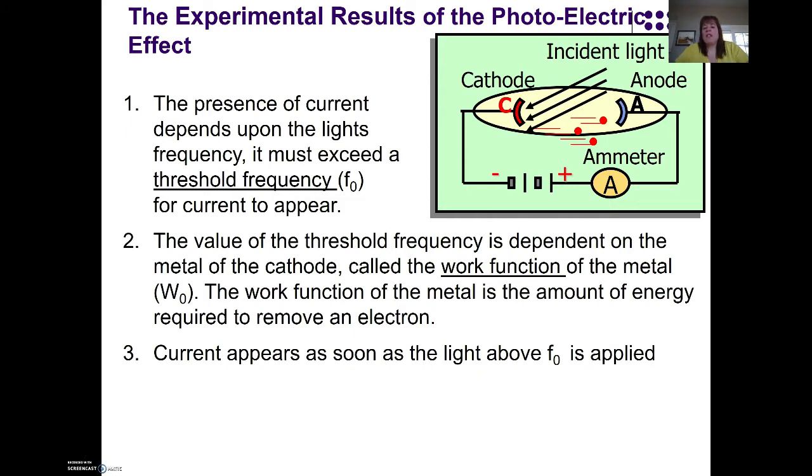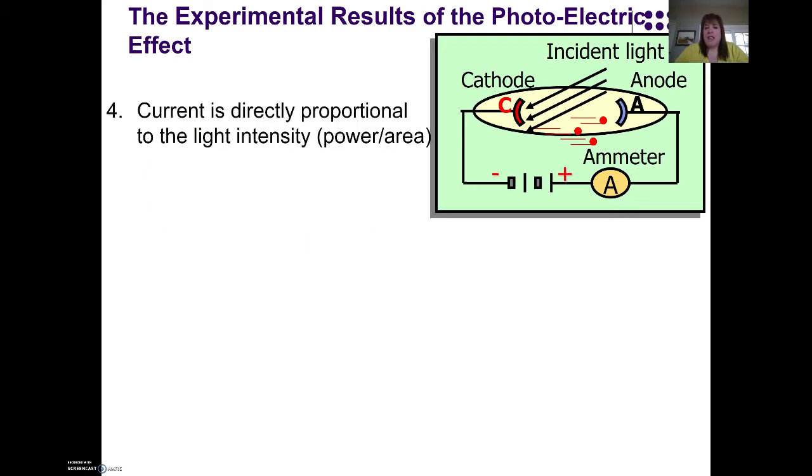Now, one thing that was really interesting is as soon as light at that threshold frequency, or just above it, is applied, current appears. It doesn't matter how bright the light is, how intense it is, as long as I have the right frequency, I will detect current. But how bright the light is does depend upon how much current I get. So intensity is related to the amount of current, but not whether or not I get current.